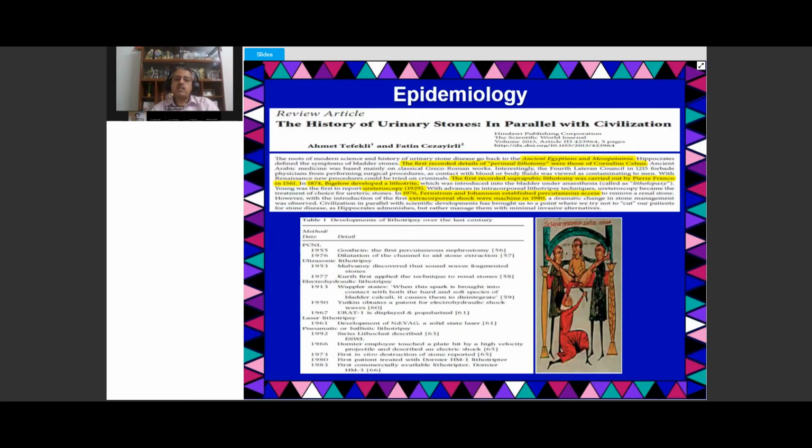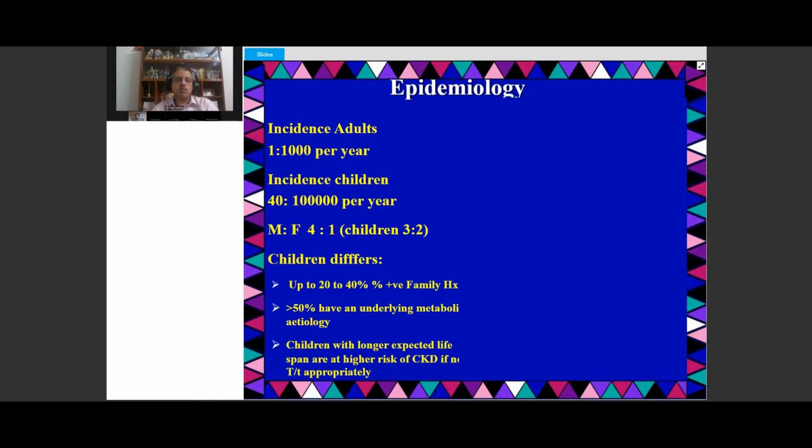Kidney stone is as old as mankind, and even in our early scriptures, like Sushruta, there are mentions of kidney stones and bladder stones. Epidemiology-wise, it is obviously more common in adults and less in children. Males are more commonly affected, although in children you lose the male preponderance slightly. Children differ from adults in that they have a higher positive family history of stones. They have more than 50% chance of an underlying metabolic etiology, and because they live longer, they are likely to have more risk of CKD if not treated appropriately.